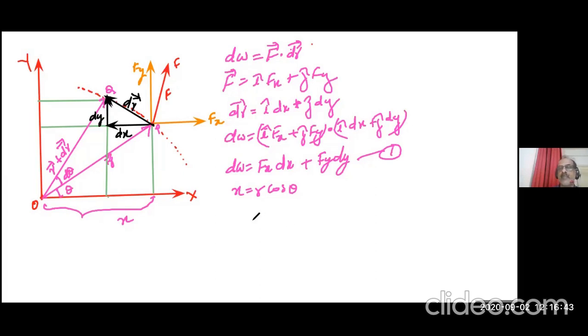Yes, sir. Now x is equal to r cos theta. See, this is r. OP is r. Then x is r cos theta, and y is equal to r sin theta. This is y, r sin theta, the opposite side. Okay, r sin theta.